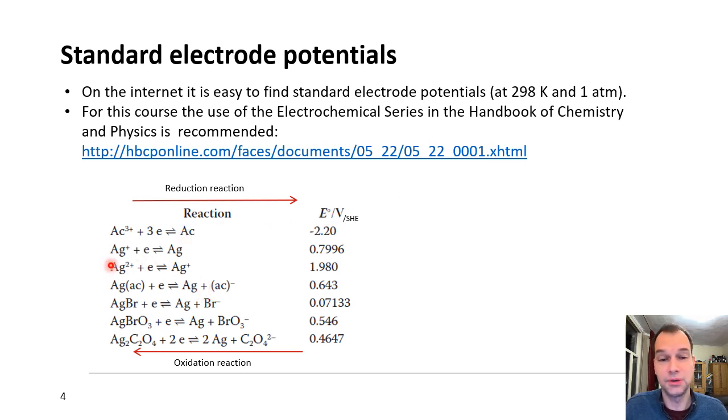And now if we look at, for example, the second reaction where silver plus electron gives silver, we can see that the potential of that reaction is 0.7996 volts with respect to the standard hydrogen reference electrode. So that applies to the reduction. At the same time, that potential also applies to the oxidation. So the electrode potential does not depend on the direction of the reaction because it's an equilibrium potential. So it doesn't matter what direction you go.